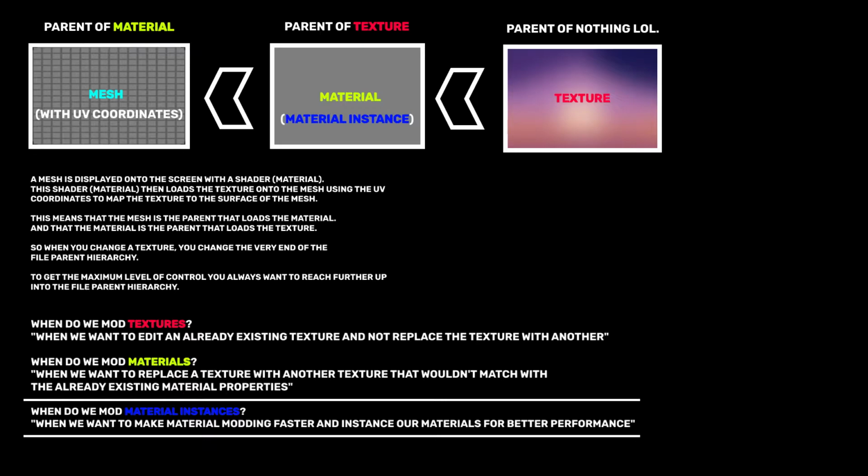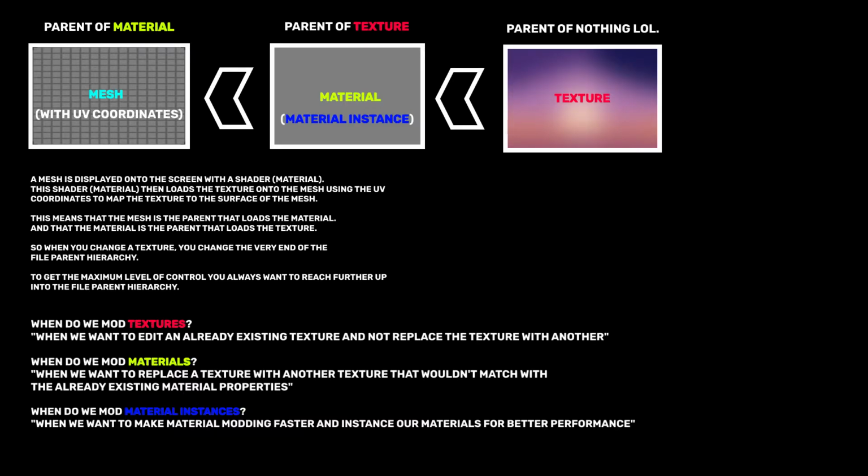So when do we mod material instances? Well, we mod material instances when we want to make material modding faster and instance our materials for better performance. So if a game already uses an instance for something and you want to mod that, it's no different than modding a normal material. You would be doing the same thing. But if you want, you can right click, create material instance, and let the game load that instance instead. So it's relatively simple.